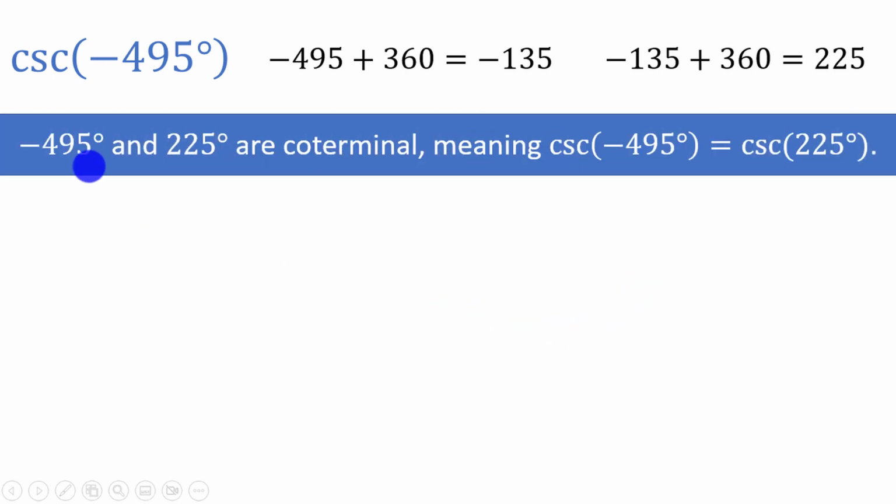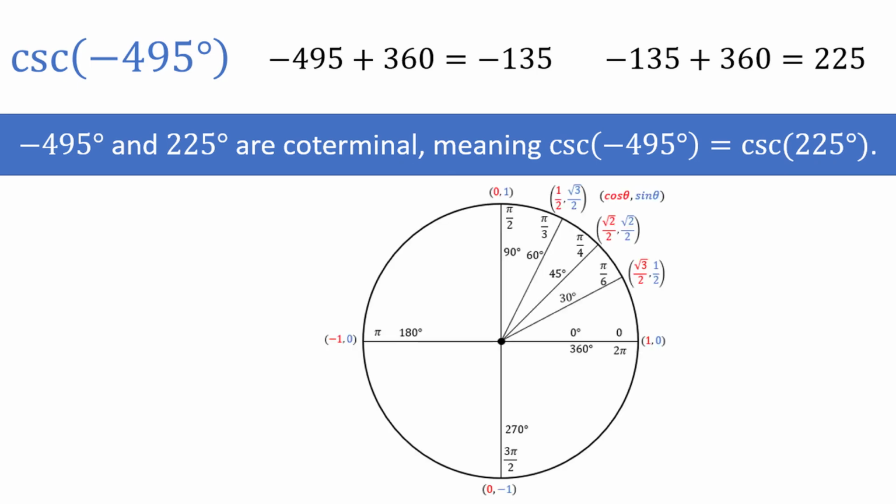Negative 495 degrees and 225 degrees are coterminal, which means that cosecant of negative 495 degrees will be the same thing as cosecant of 225 degrees. Cosecant is the reciprocal of sine, so if we can find sine of 225 degrees, we can reciprocate to find cosecant of 225 degrees. Let's take a look at the unit circle.